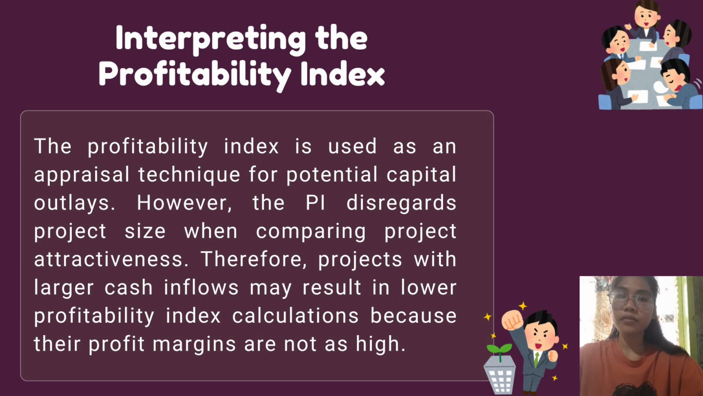Example, you have an initial investment of 100,000. Then your present value of cash inflow is 80,000. So your PI is equal to 80,000 divided by 100,000, which is 0.8, less than 1.0. Since the PI is below 1, the project will result in a net loss, so it should not be accepted.